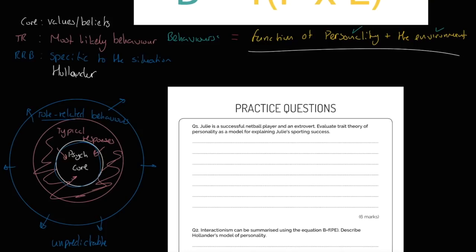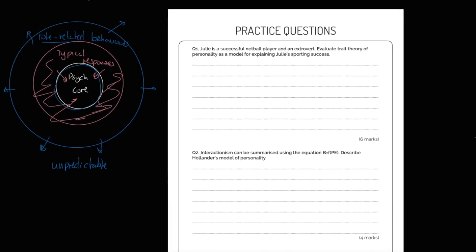Okay, so let's have a look at some questions. I've already taken too much time. Question 1. Julie, who's our netball player, by the way, is a successful netball player and an extrovert. Evaluate. Let's think about that word in a second. Evaluate trait theory of personality as a model for explaining Julie's sporting success.